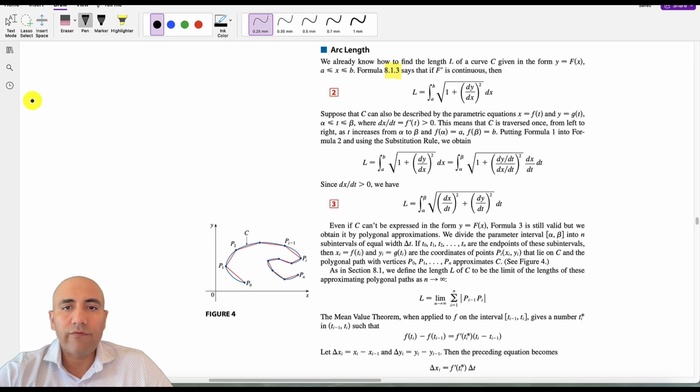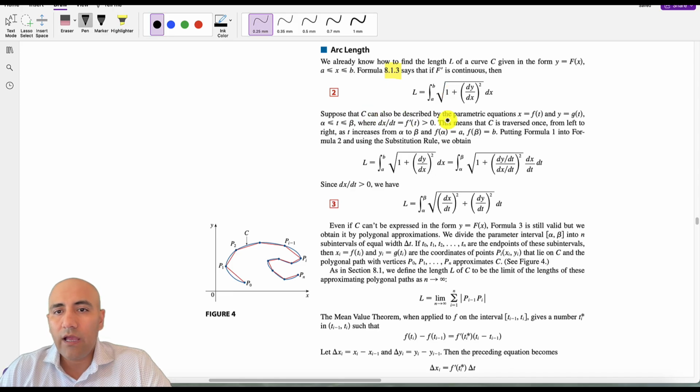So if you recall from section 8.1, these questions were very formulaic, right? We found our equation, y equals some function in x, found its derivative with respect to x, squared it, added 1, took the square root of the whole thing, and then we integrated, and that gave us the length of the whole thing. So now we adapt that to parametric equations.